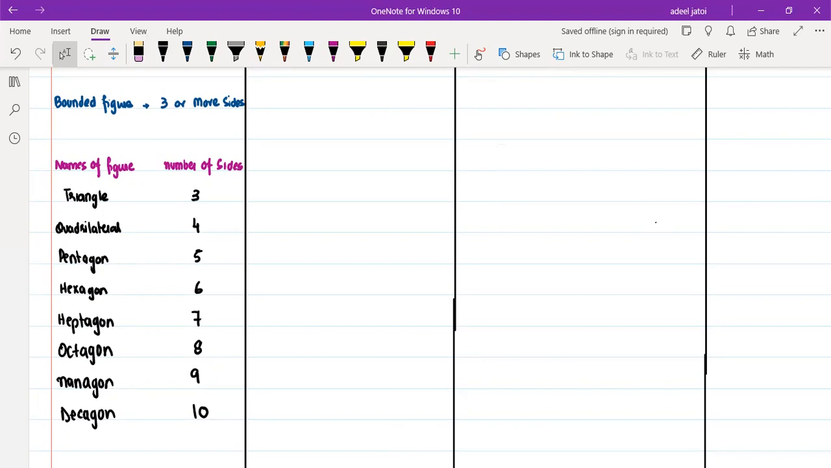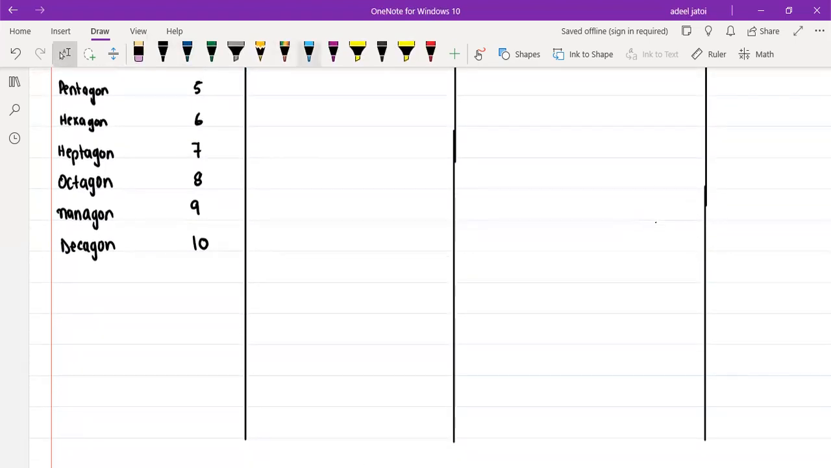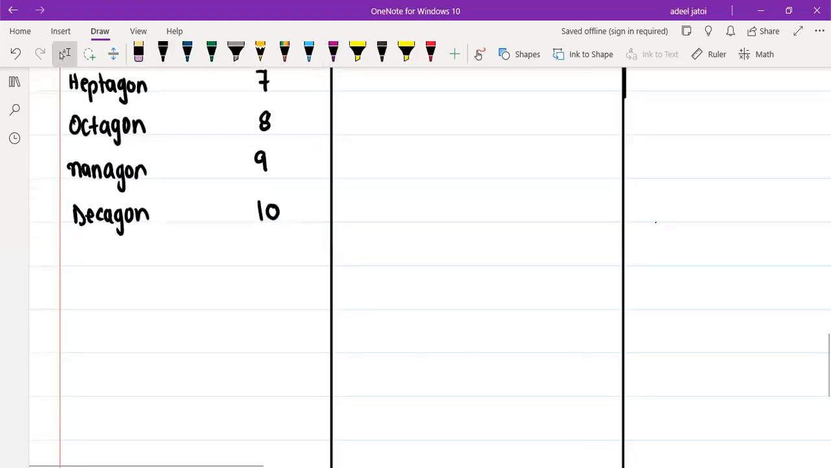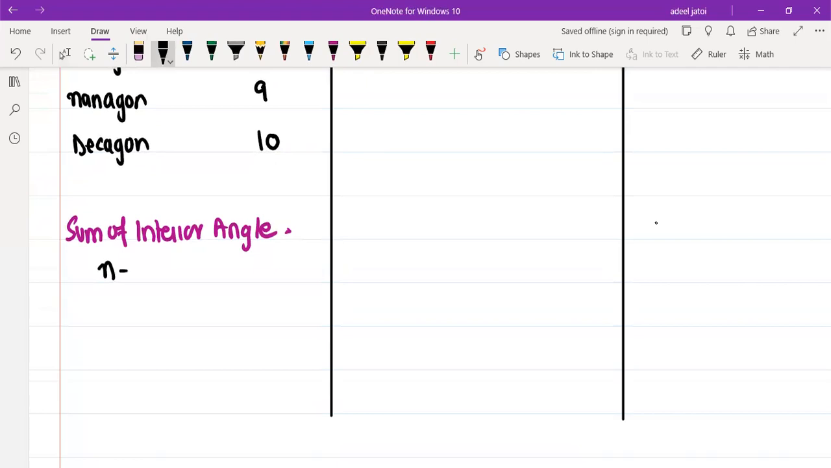But these are all the regular figures. That means in each of the figures, all the angles will be equal to the same angle when you divide by the number of sides. So for polygons, it is very important for you to understand how to take out the sum of interior angle of polygon. Now, the sum of interior angle of polygon has a formula that says n minus 2 multiplied by 180.